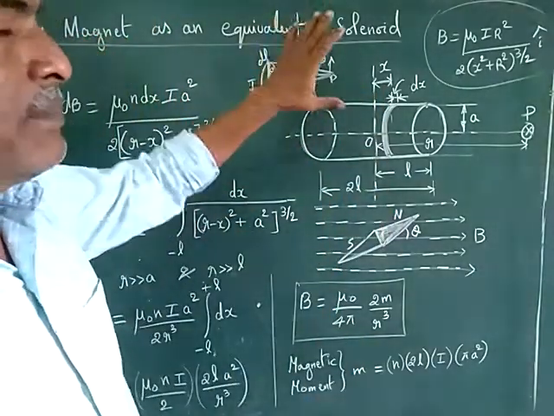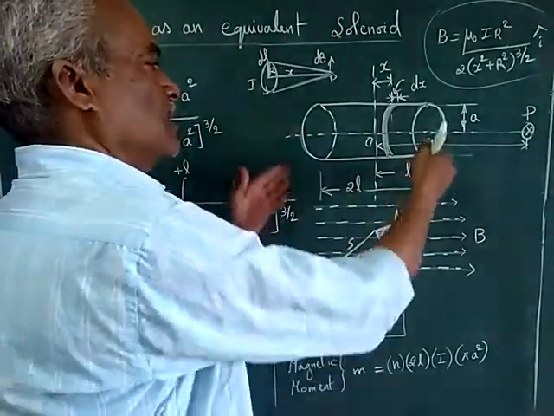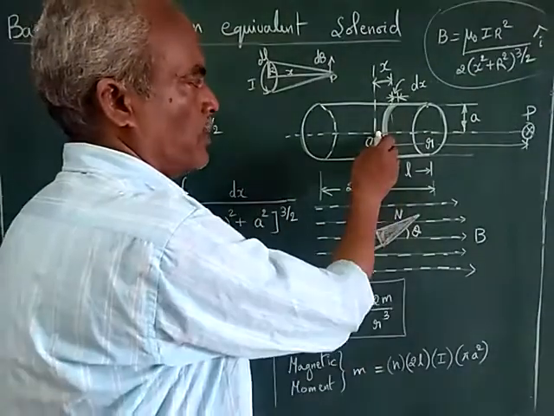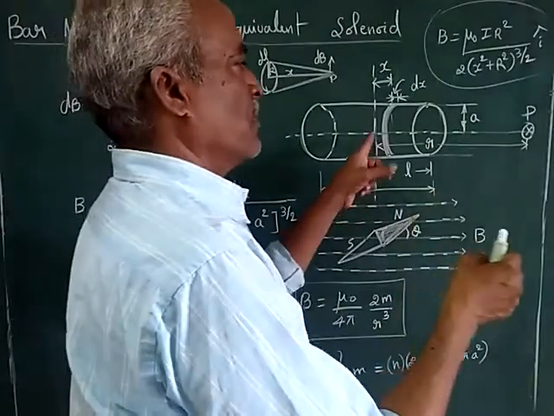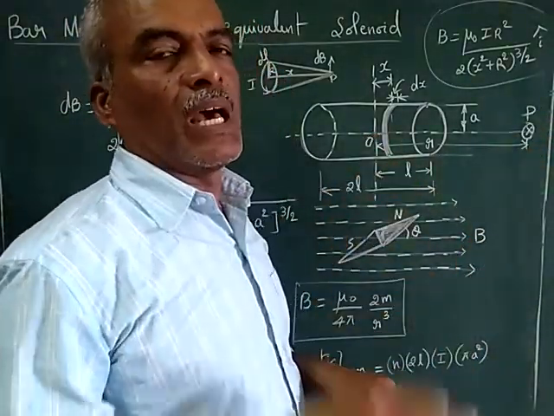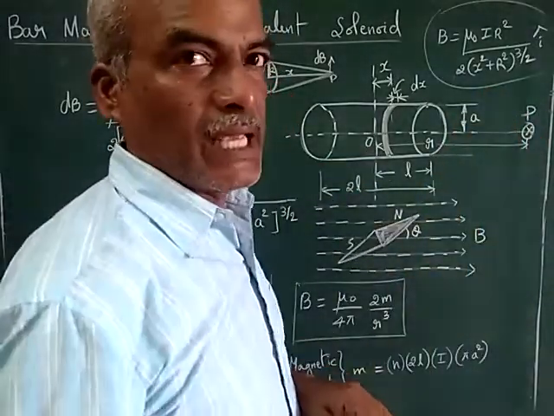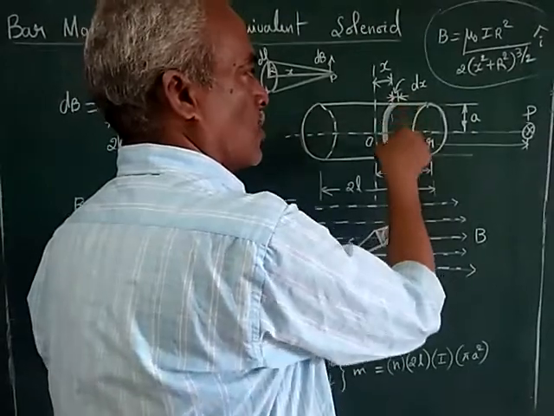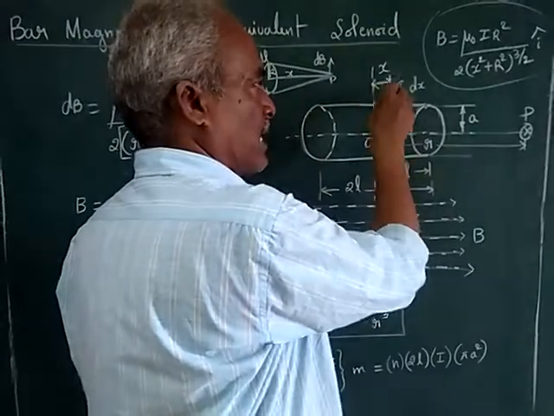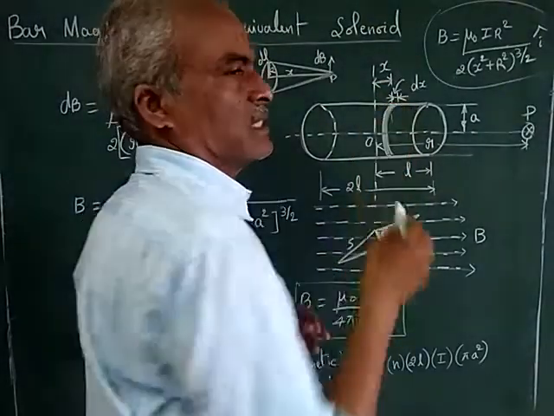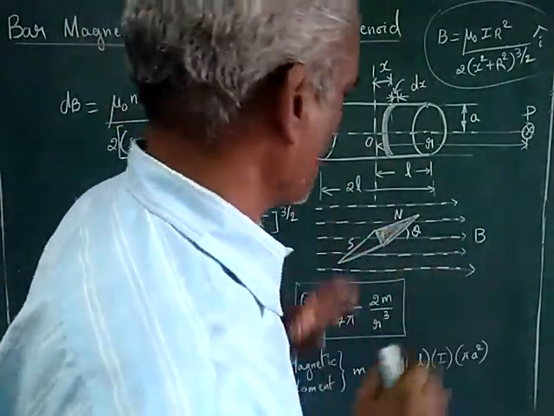So the same concept, the same principle, is employed in the solenoid also. Here the length of the solenoid is 2L and this is the midpoint O, so this length will be L. The distance from O to the point of interest P, where we want to find the magnetic flux density, is r. The radius of the solenoid is A, and we have wound n turns at a distance x from the origin, and the width of the coil is dx. This is the basic construction.